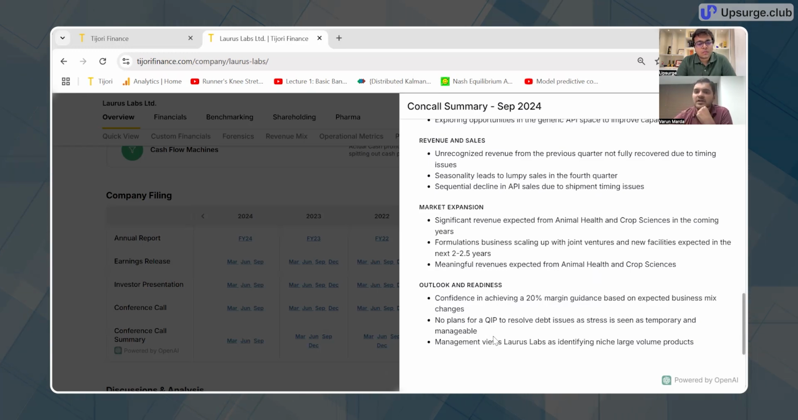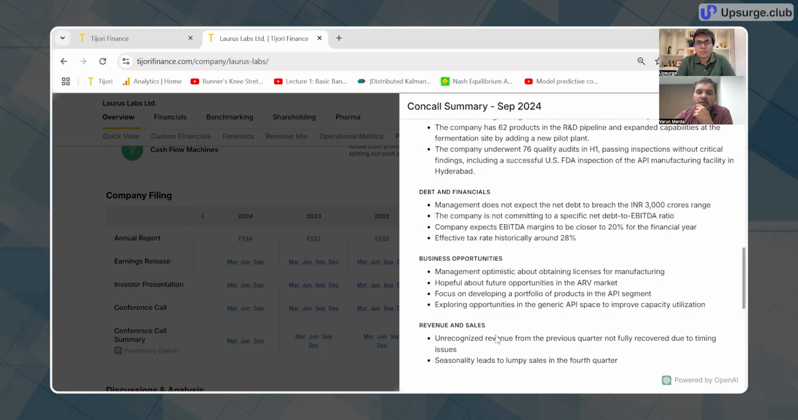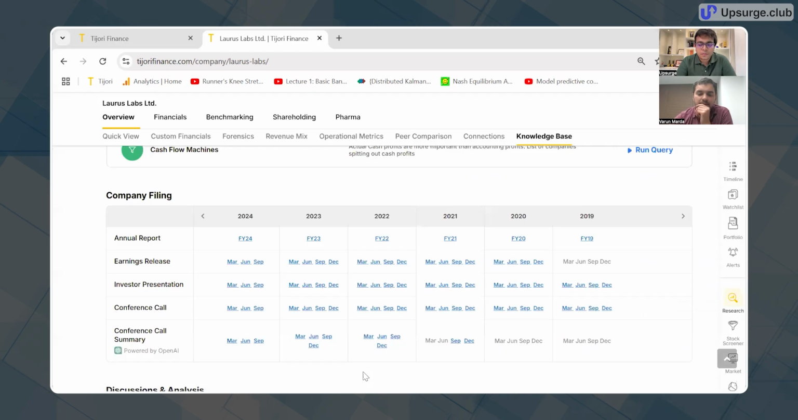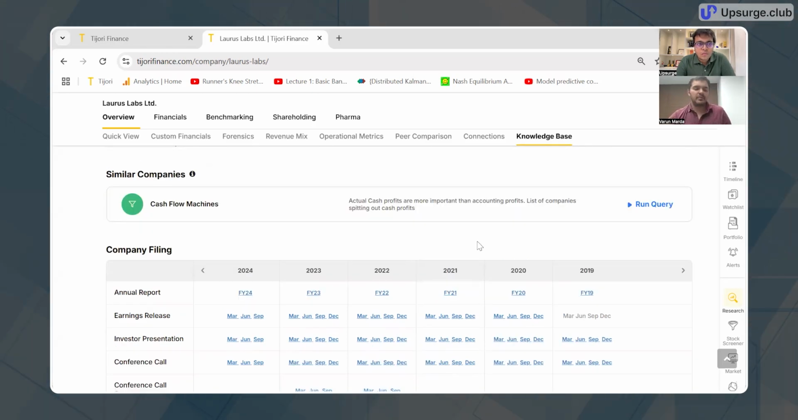But just to get an overall sense of what the management is saying, you will get it here. Makes sense. So, I mean, this was about company and sector research. There are many features. I don't want to talk about everything because it might be overload. Yeah. So before that, I just wanted to bring some structure to this.